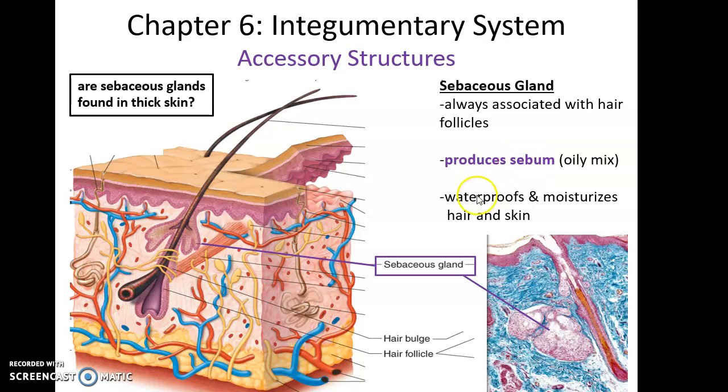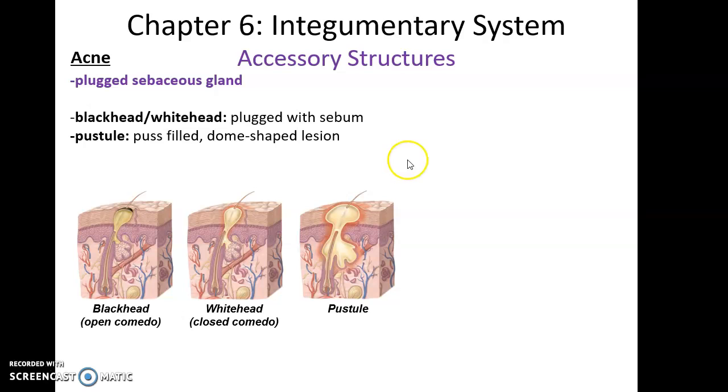Sebaceous glands produce an oily substance called sebum that helps to waterproof and moisturize the hair and the skin. Here's a sebaceous gland from a slide, microscopic view. And acne is a plugged sebaceous gland.